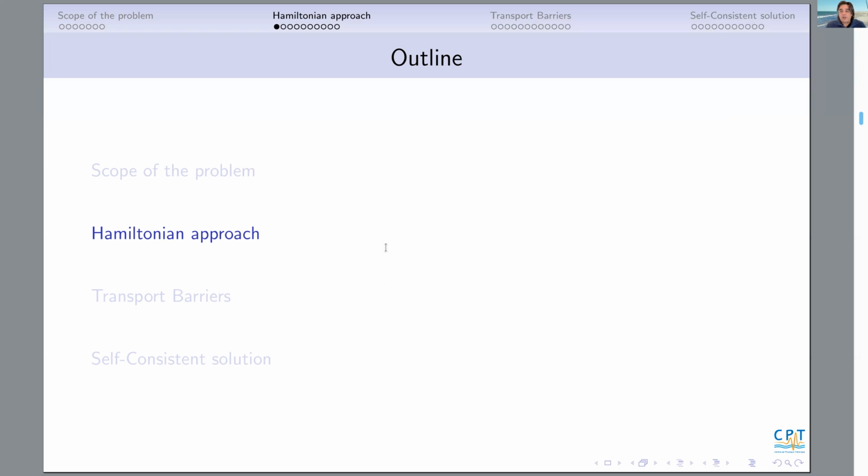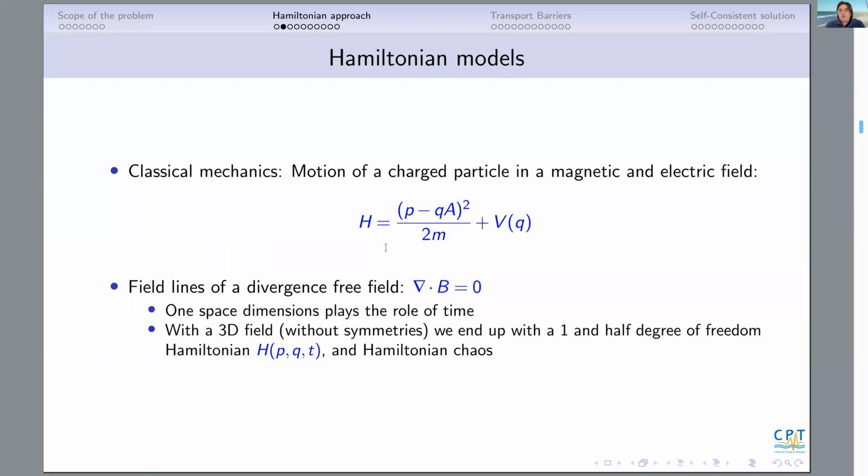And so let's go to the Hamiltonian approach. What are the Hamiltonian approaches in this setting? First, I'm going to talk about a charged particle evolving in a magnetic field and also in an electric field. We can write it simply with a natural Hamiltonian, which can be written this way, where A is the vector potential and V is the electric potential. So this is one Hamiltonian to describe the motion of the particles.